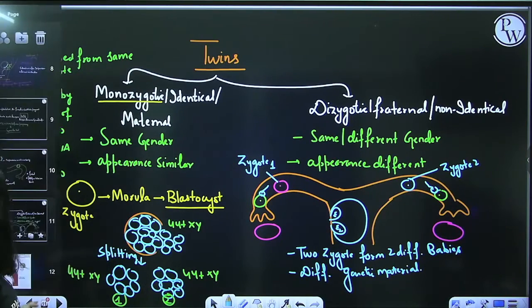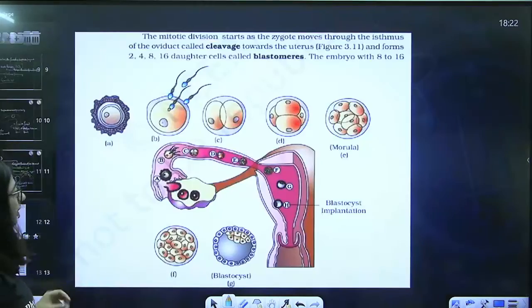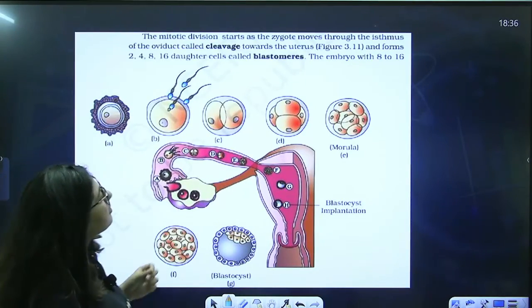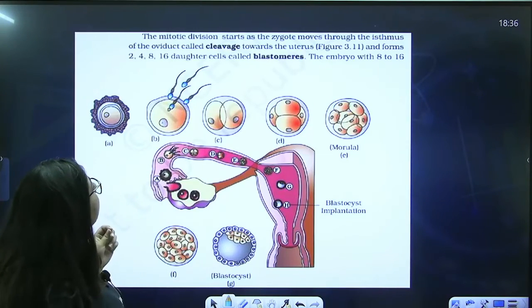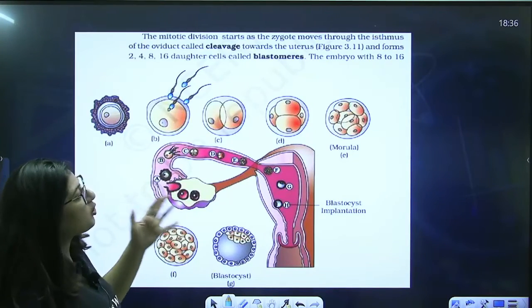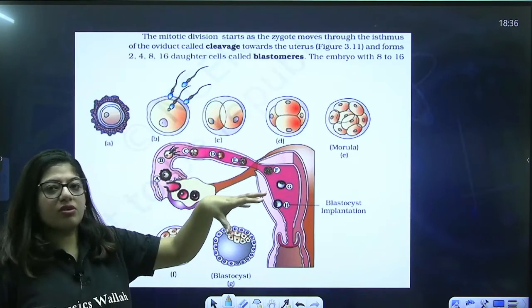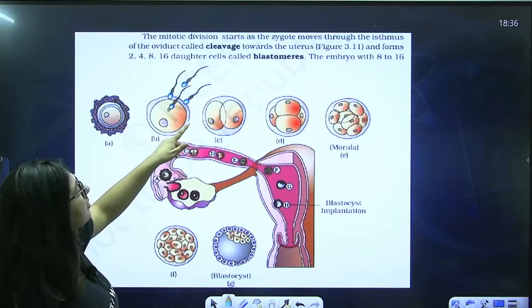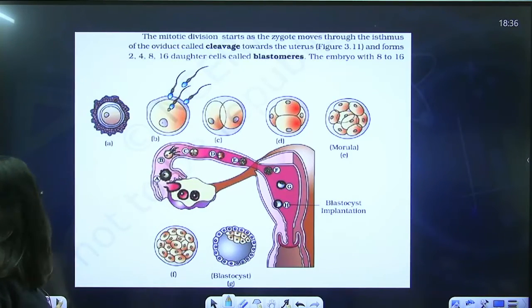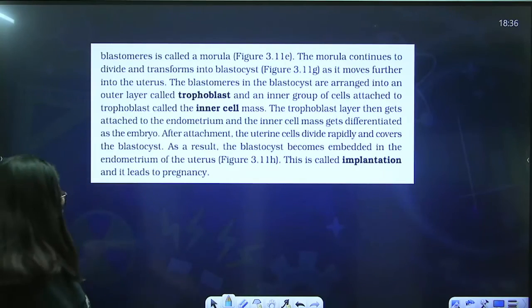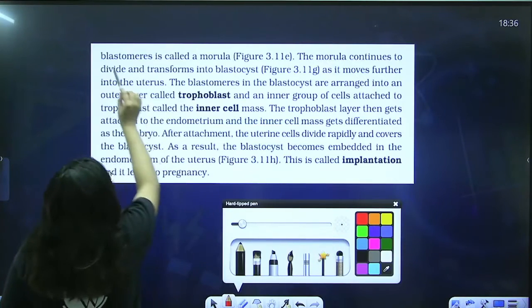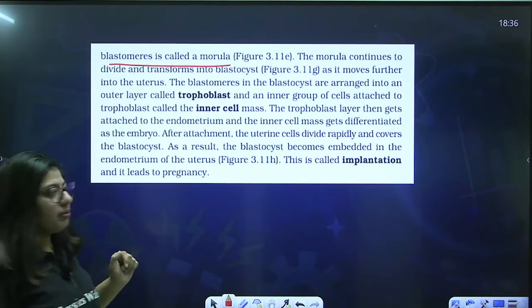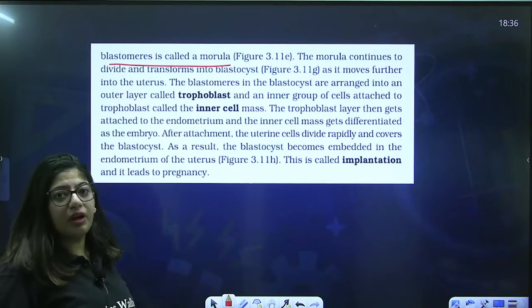Now let's solve some questions. But before that, let's read NCERT first. The mitotic division starts as the zygote moves through the isthmus of the oviduct towards the uterus, called cleavage. So when the zygote is moving towards the isthmus, the cleavage starts, right? And forms 2, 4, 8, 16 daughter cells called blastomeres. The embryo with 8 to 16 blastomeres is known as morula. This is the most common question that can be asked, right? Morula continues to divide and transforms into blastocyst. So the sequence is also important, how it is formed.